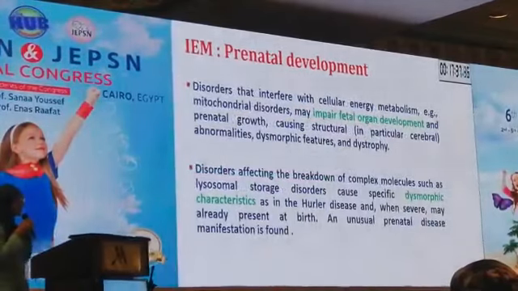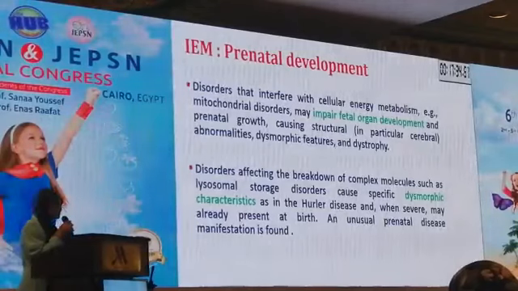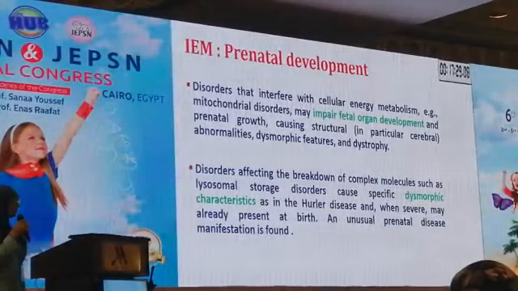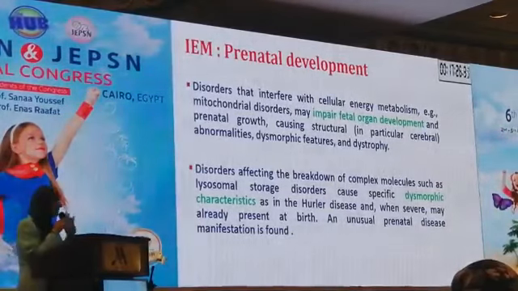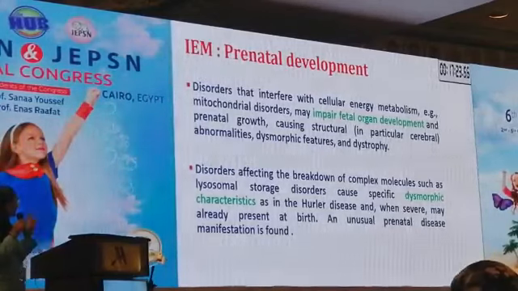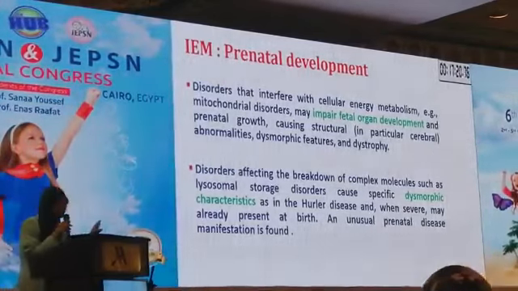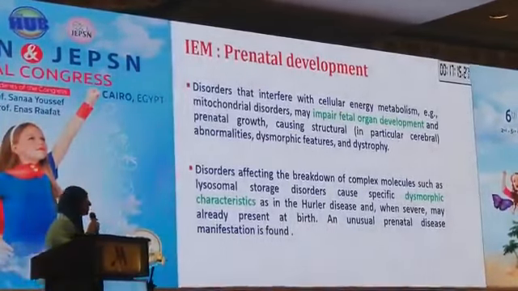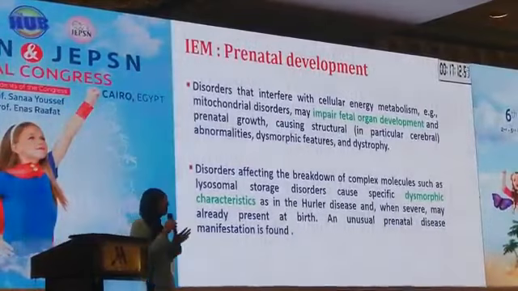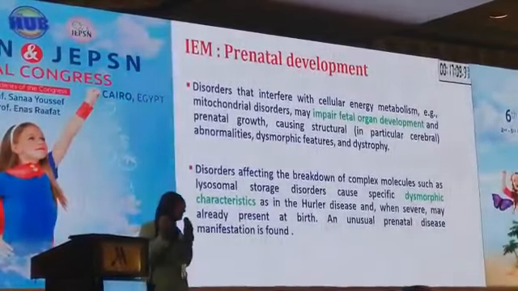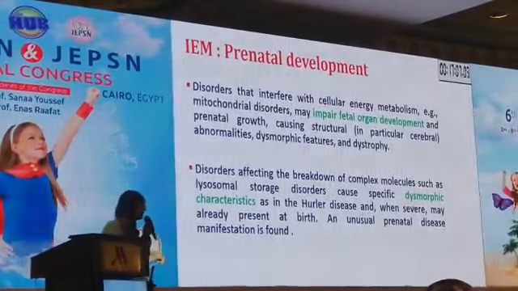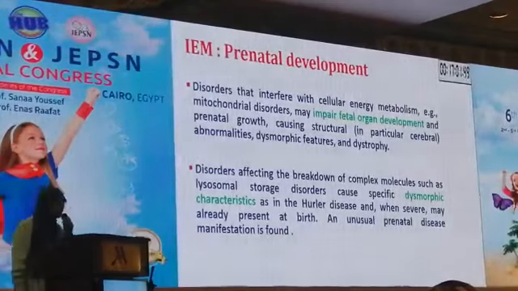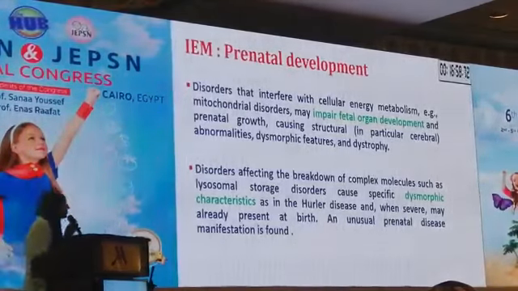Disorders that interfere with cellular energy metabolism, for example, mitochondrial disorders, impair fetal organ development and prenatal growth, causing structural anomalies, in particular cerebral. The brain is the main organ affected, as well as dysmorphic features and muscle disease in the form of dystrophy. Disorders affecting the breakdown of complex molecules, for example, lysosomal storage disorders, usually don't manifest at birth, with some exceptions, for example, mucopolysaccharidosis type 7, as well as infantile sialic acid storage disease. Those disorders can present at birth with dysmorphic features.